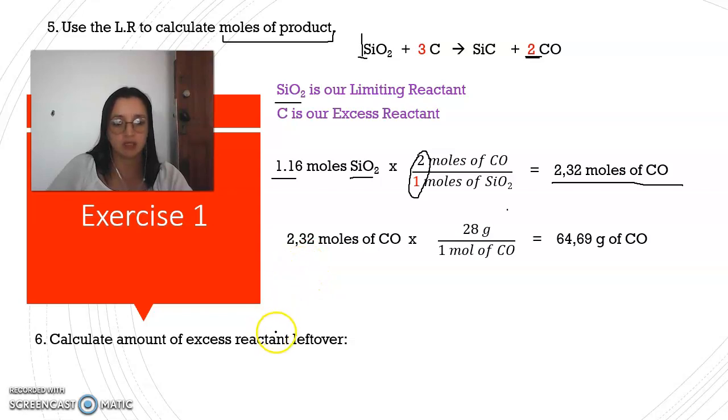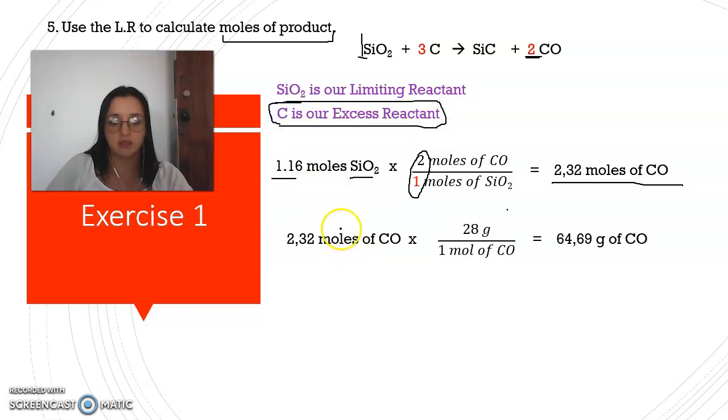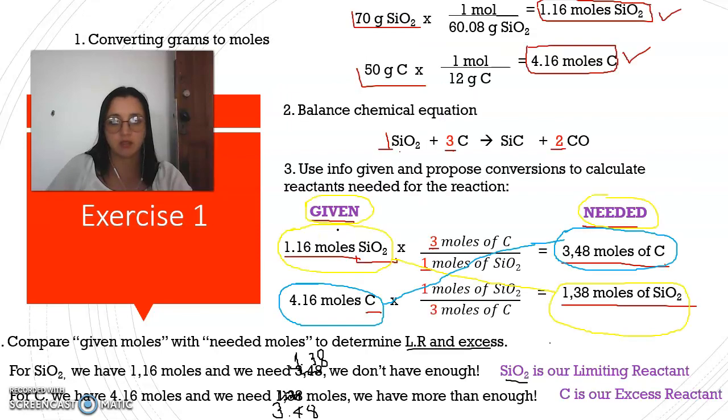Finally, the last part of the question asks me for the excess reactant. What is the excess reactant and how much is left over? So we know already that our excess reactant is carbon. And if we go back to the exercise in here, according to these calculations, we know that our problem gave us 4.16 and we only need 3.48, which means that if I subtract these two numbers, I can find how much is left over. Because once I carry out the reaction, I'm only going to use 3.48 from the 4.16 that I have. So that's my leftover.